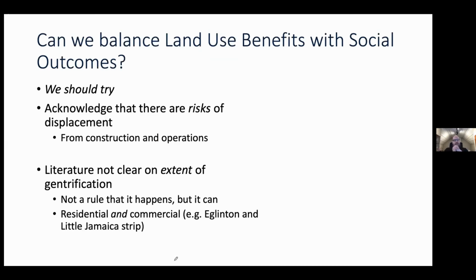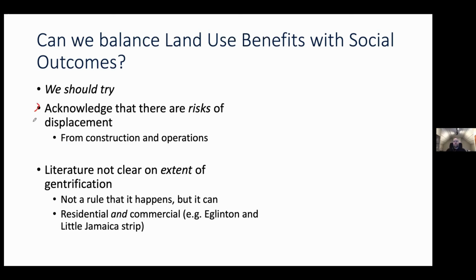All right, skipping gears to the next one. Can we balance land use benefits with social outcomes? My brief conclusion on this is we should try. And we should try because we should try in several ways.